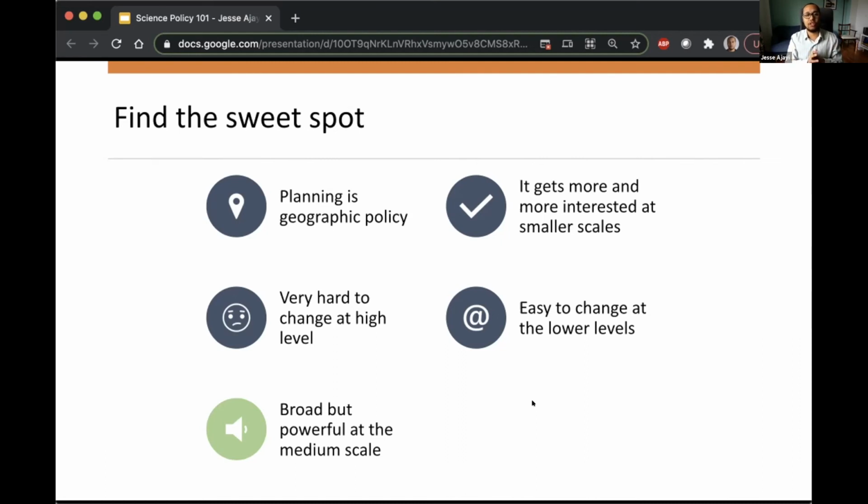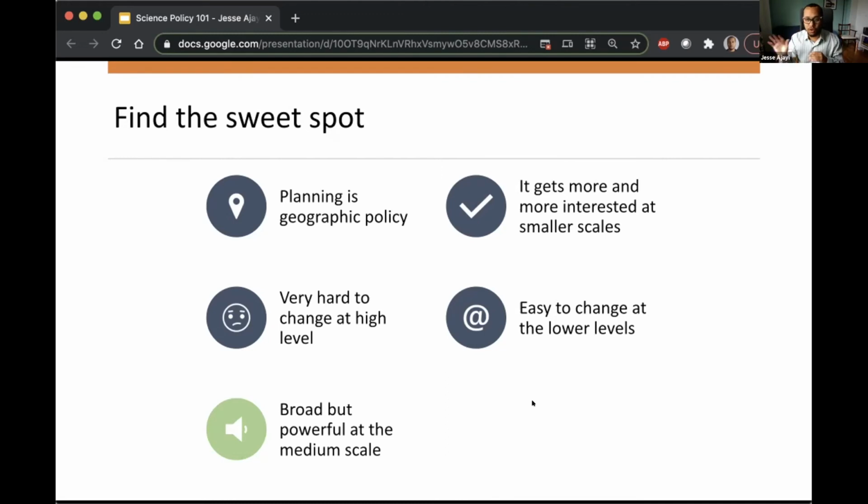So planning is geographic policy. Targeting the scale is kind of key, and that's why I asked that question at the beginning. To me, the policy gets more and more interesting at smaller scales. It's very, very hard to change high-level policy. It's very hard to change the Planning Act, or in Ontario, the provincial policy statement, or wherever you are. It's very hard to change those high-level policies. They change rarely, and it's very difficult.